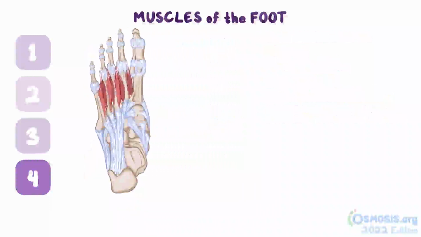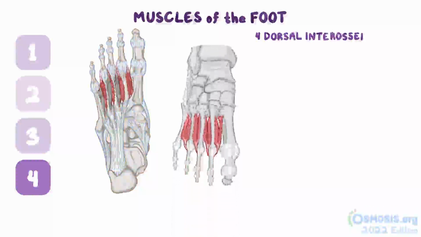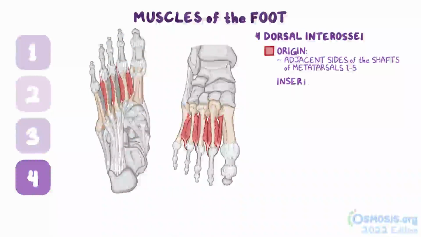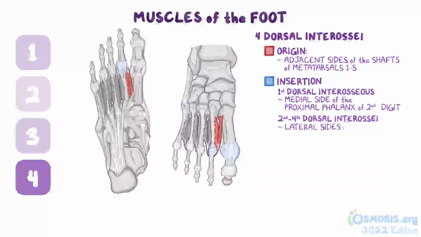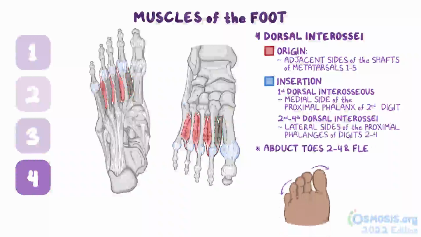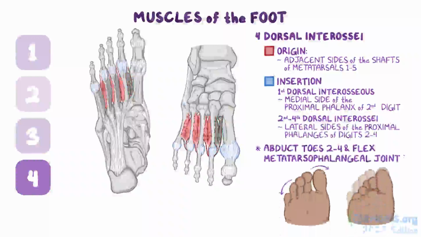And finally, the four dorsal interossei are also located between the metatarsals, and each of them originates from the adjacent sides of the shafts of metatarsals 1 to 5. When it comes to insertions, the first dorsal interosseous muscle attaches to the medial side of the proximal phalanx of the second digit, whereas the second to fourth interossei attach to the lateral sides of the proximal phalanges of digits 2 to 4. The dorsal interossei abduct toes 2 to 4 and flex the metatarsophalangeal joints.